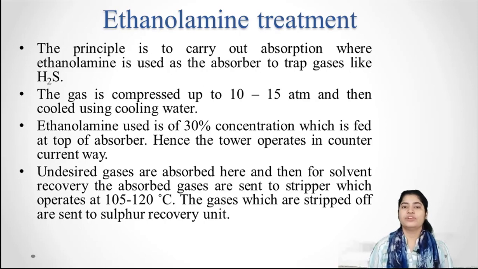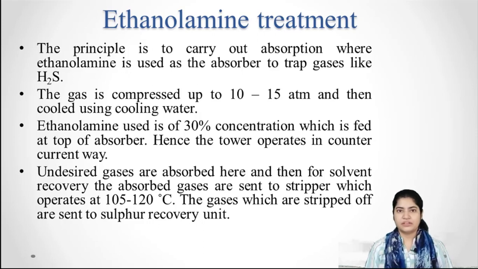Now what you are using as absorbent, ethanolamine is used. The concentration is about 30% in water. So it is 30% ethanolamine and 70% is your water solution. It is fed from the top of the absorber. Thus you can say that your tower operates in counter current fashion. Undesired gases like hydrogen sulfide, carbon dioxide, all these gases are absorbed here. So in your ethanolamine you have these dissolved gases. Okay, this was the process of absorption.